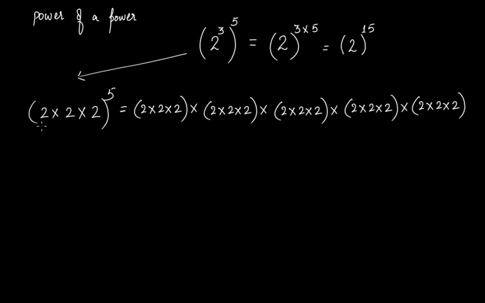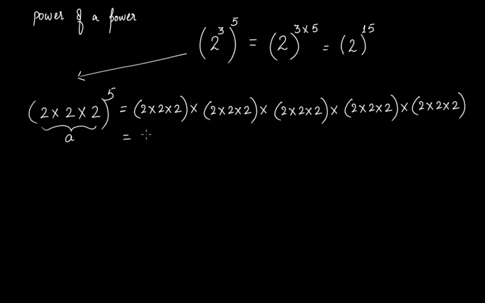Imagine that this is A. You are denoting this with A. So this is A times A times A times A times A, right? Because we have to multiply this whole, that we are denoting with A, 5 times. Does that make sense? Right. I hope so.